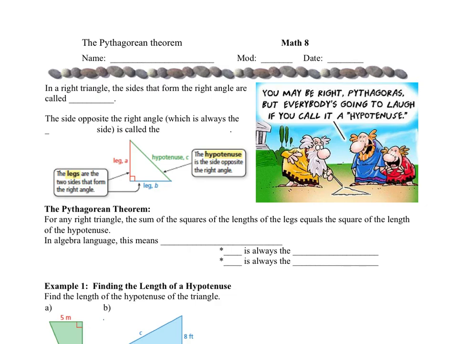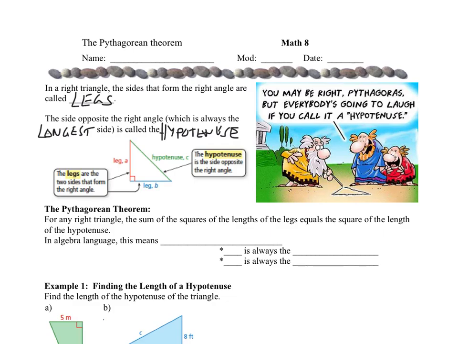So first, a couple of vocabulary words. In a right triangle, the sides that form the right angle, the ones that come together to make that right angle, are called legs. Now the side opposite of that right angle, which is always the longest side, and that's something to keep in mind as we work through problems with this Pythagorean theorem, is called the hypotenuse. Now, this is a big vocabulary word. Sometimes it's difficult to say, hypotenuse, but it's an important one, especially when we're working on this Pythagorean theorem.